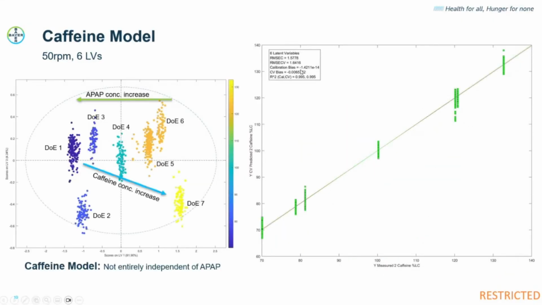And if we move forward to our caffeine model, we have here an error of 1.6, and for cross-validation, just slightly higher. So also that is quite nice. But our caffeine model, and this is quite interesting, is not entirely independent of APAP. So we can see latent variable scores on latent variable 1 showing the APAP increase. And if we combine it with the scores of latent variable 3, we can see this is the direction of the caffeine concentration increase.